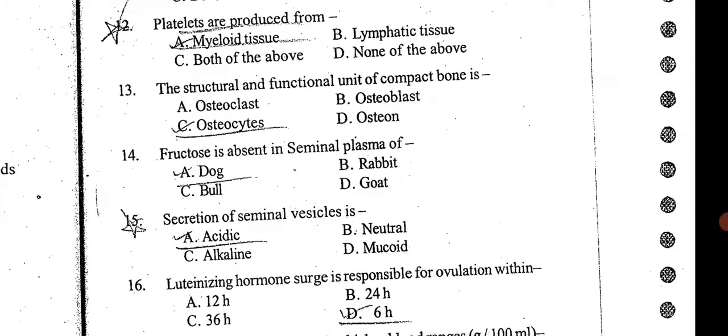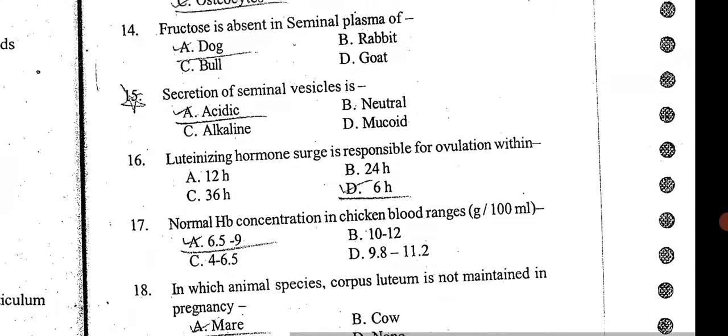The structural and functional unit of compact bone is the osteocyte. Osteocytes are the structural and functional unit of compact bone. Fructose is absent in the seminal plasma of the dog. The secretion of the seminal vesicle is acidic, and the seminal plasma does not have fructose in the case of dogs.